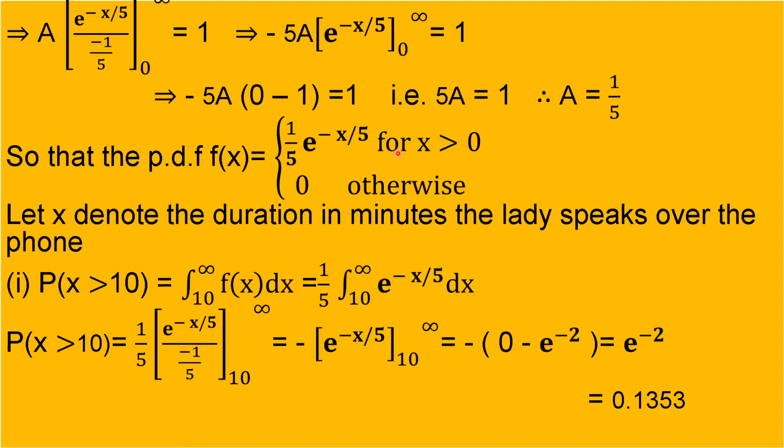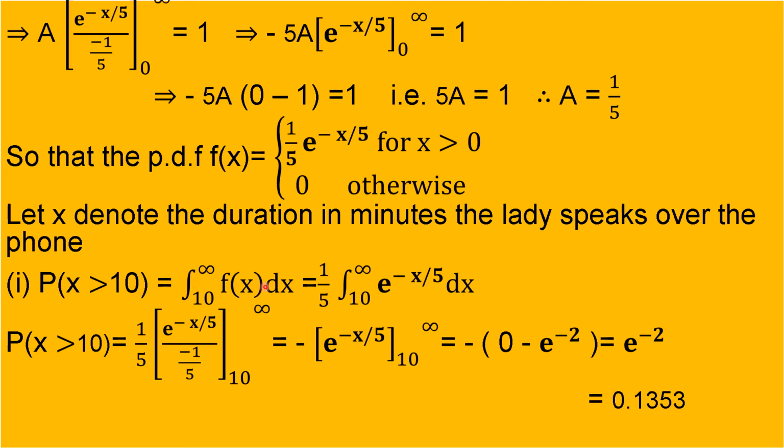So we have the probability density function of x, where x denotes the duration or the time for which that lady speaks over the phone. Probability that duration is more than 10, the chance that the lady speaks for more than 10 minutes. P of x greater than 10. So x greater than 10 means lower limit is 10, upper limit infinity.